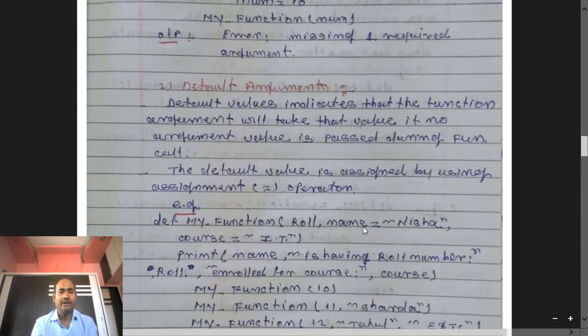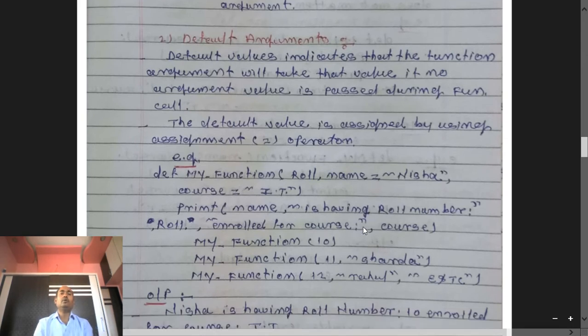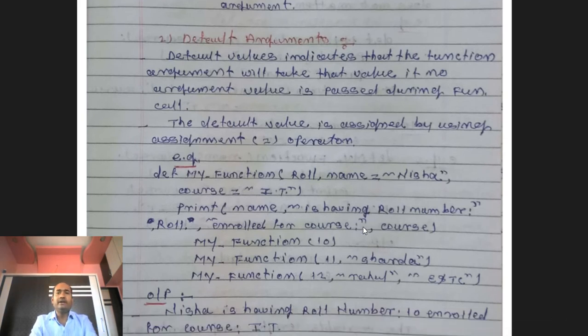The second argument type is called a default argument. What do you mean by the default argument? Default values indicate that the function argument will take that value if no argument value is passed during the function call. The default value is assigned by using the assignment equal to operator. Default argument means that if you miss passing a value to the argument at the time of the function call, these values are taken automatically by default. So this type of argument is called a default argument.